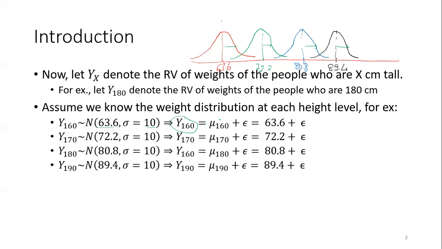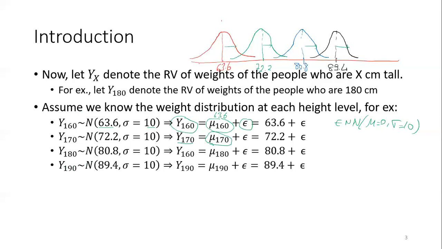I can write it as mu sub 160. What does this mean? This is the mu of this distribution, which is 63.6, plus epsilon. And again, what is epsilon? Epsilon is a normal random variable with zero mean, and its standard deviation is 10.